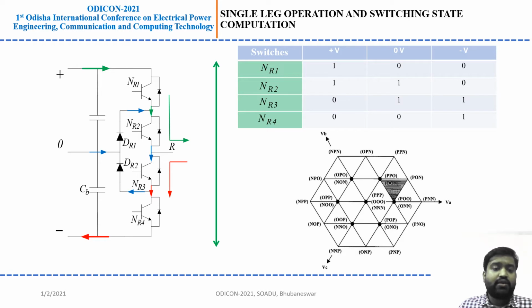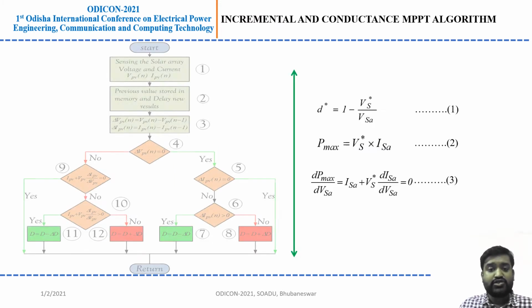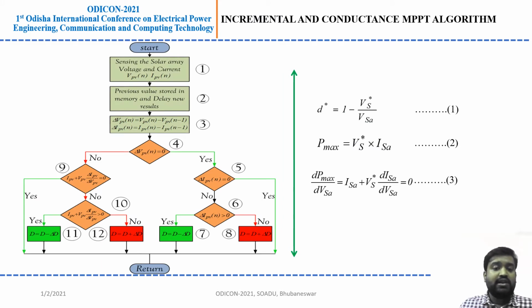During the neutral current operation, NR2 and NR3 operations occur. During the operation of NR2 and NR3, the inverter faces some losses. And this is the SPPWM we are using. We are showing here the SPPWM technique for the switching signal generation.